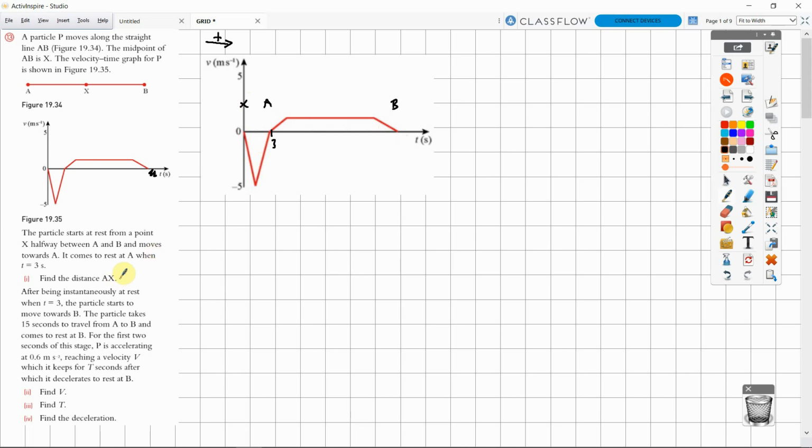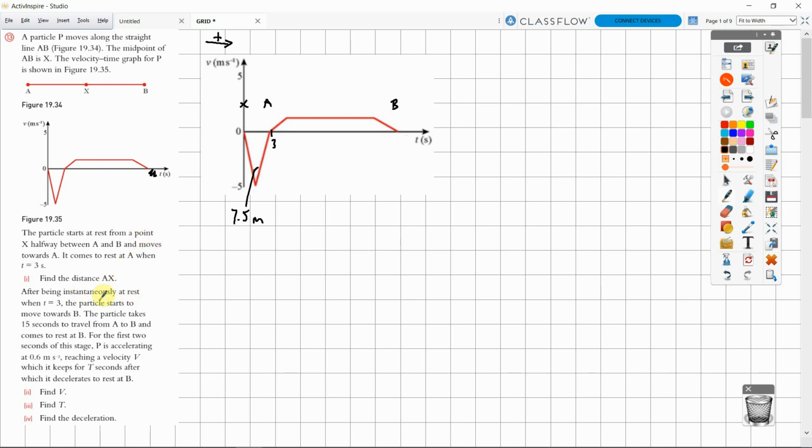So I would suggest to you that that's very easy. It's just the area of a triangle. It works out at 7.5 meters. You need to show the working properly.